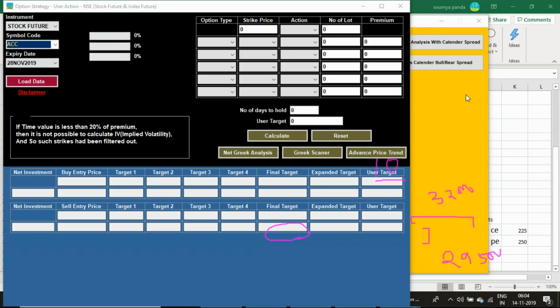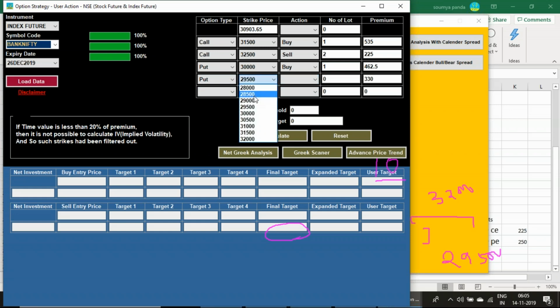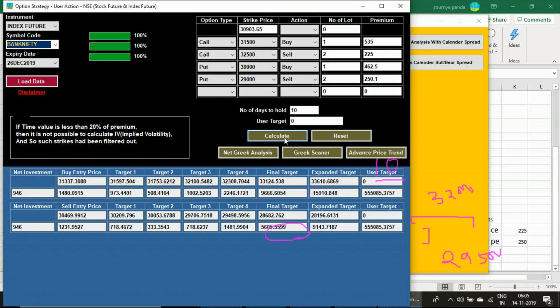So we need to see that, for the December expiry, we have bought the call option of 32,500 and we are selling 2 lots. Here also, in the put options, I am going for 30,000 put options, buy 1 lot, and I am going for the put options of 29,500, sorry, 29,000, to sell 2 lots. So this is what I did, and 10 days is the maximum holding period. I calculated it here, so this gives me a clear picture in this software.